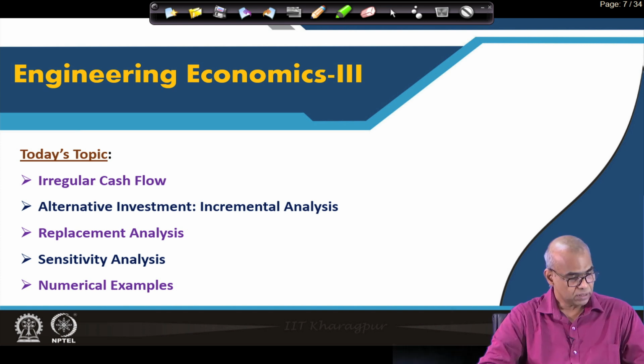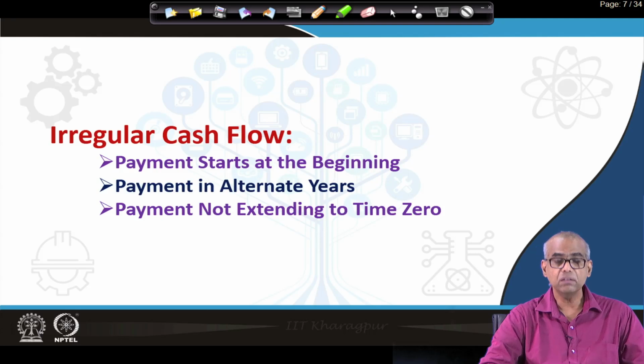We will start with some irregular cash flow diagrams. Then we will talk about alternative investment, incremental analysis, replacement analysis, sensitivity analysis, and we will take several numerical examples to understand these concepts better. So, let us start with irregular cash flow diagrams. We will talk about three different types of cash flow diagrams which are irregular.